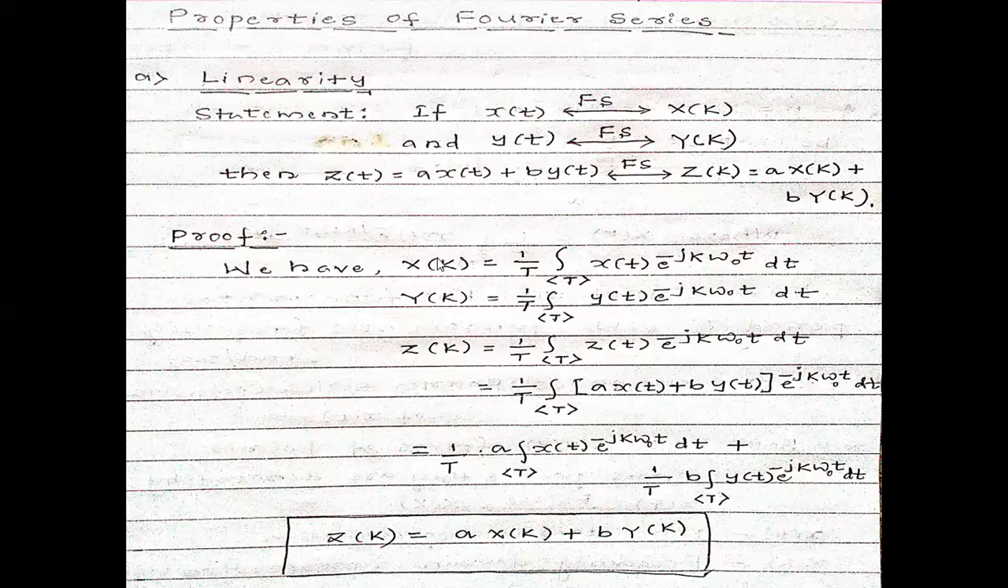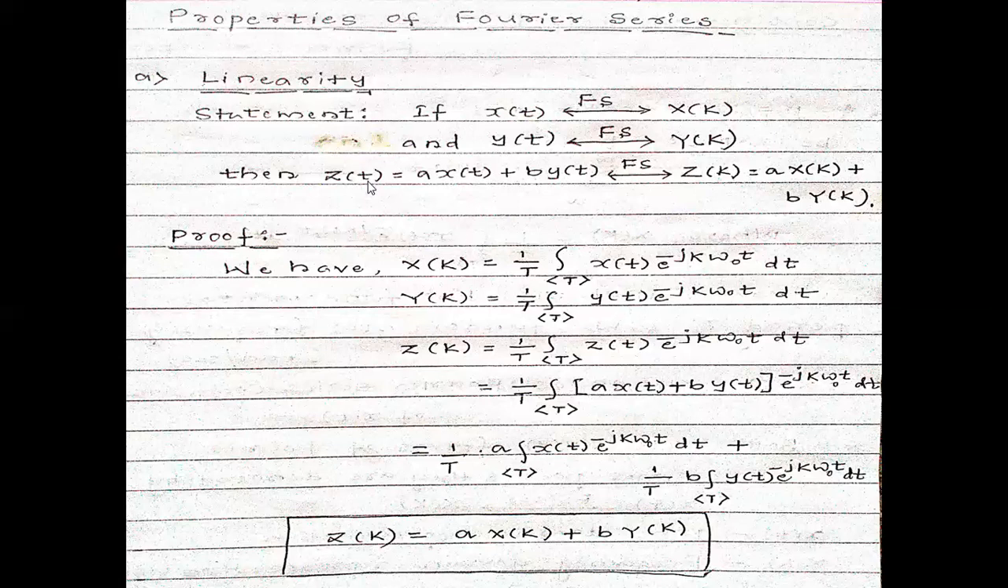As we saw in the previous slide, there are two formulas, one for x of t and another for the Fourier series coefficient x of k. The coefficient x of k is given by 1 by T times the integration over the fundamental period T of x of t multiplied by e raised to minus j k omega naught t, dt. Similarly, we can write the same for the second input signal y of t, and its coefficient y of k is given by the same equation, only the input is changed. In place of x of t, you write y of t.